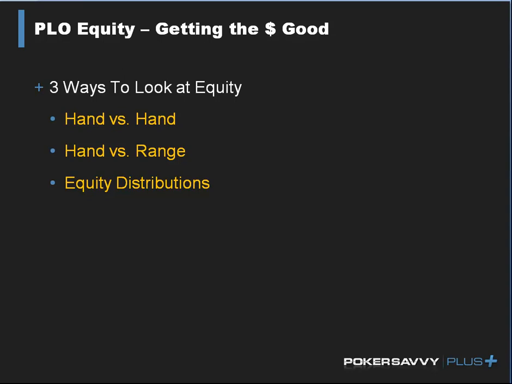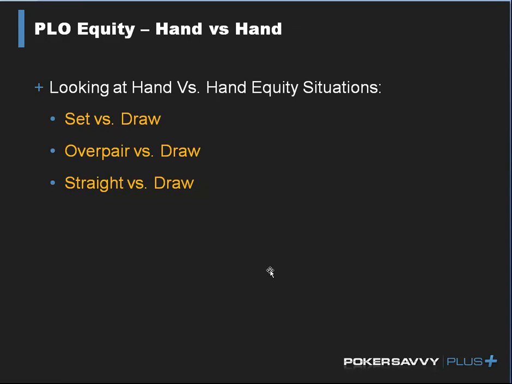And this idea of that being a polarized equity distribution was a concept from video 2. And we're going to look at some graphs on Pro Poker Tools that help to illustrate some of these points in the third part of the video. All right. There are a handful of hand versus hand equity situations that we can look at.